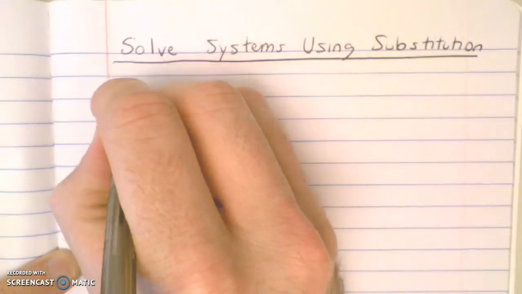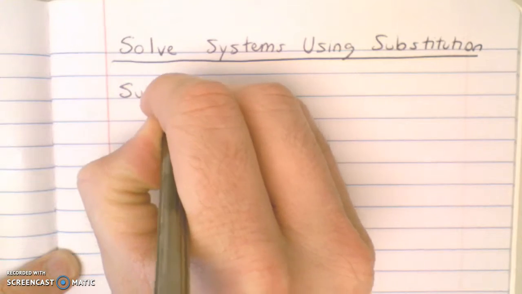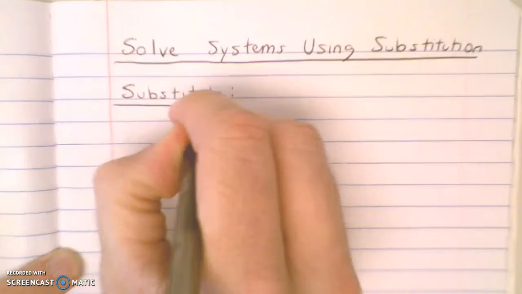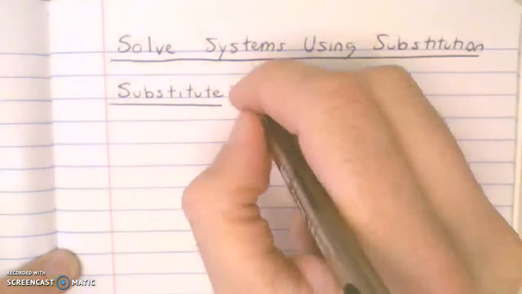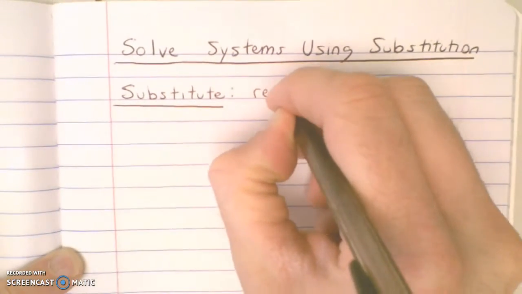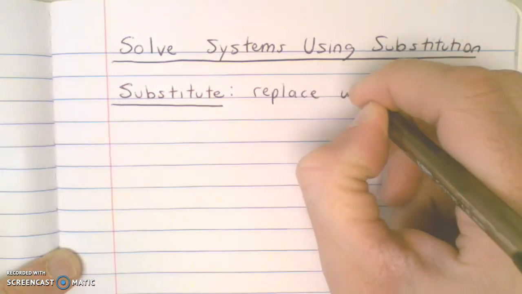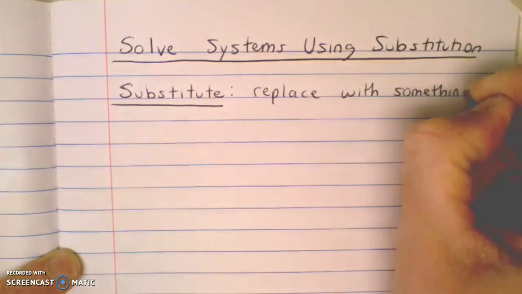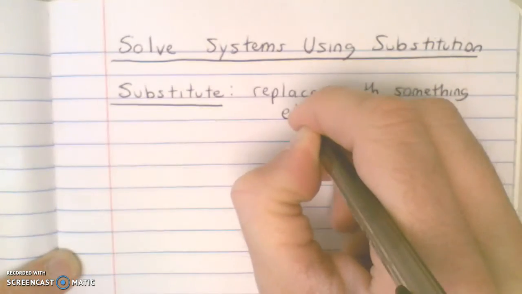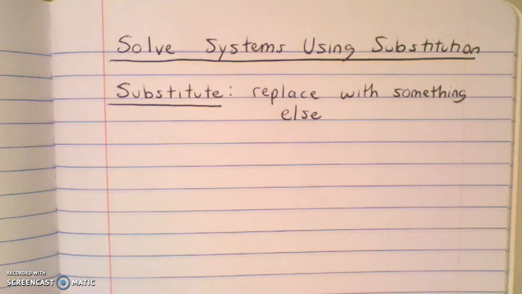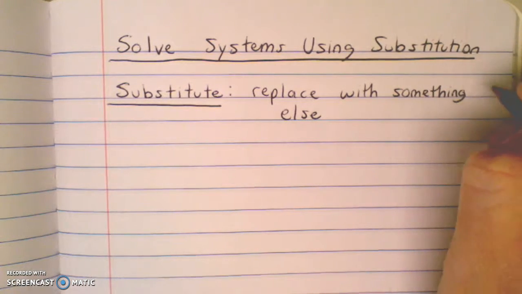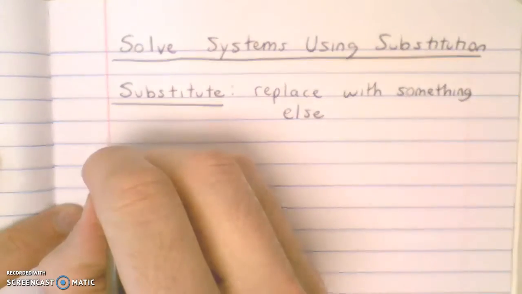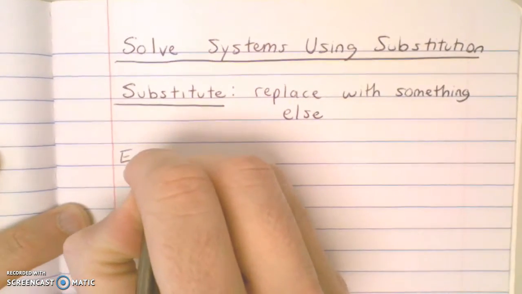So it's a quick word that we need to define, which is substitute. Substitute just means to replace. You're going to replace with something else. So when we have systems of equations and we're going to use substitution, you're going to see two equations. Let's jump right into the examples for today's video.